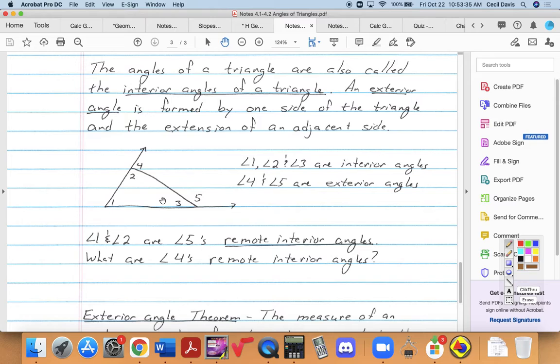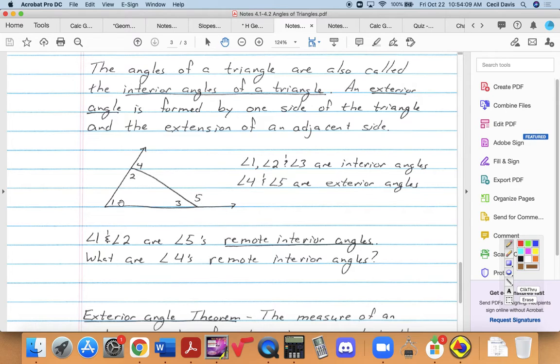Linear pairs are always supplementary. And linear pairs are a special type of angles that are right next to each other, which are called adjacent. Adjacent, exactly right. So these angles are adjacent. 2 and 4 are also adjacent because they're right next to each other, right?